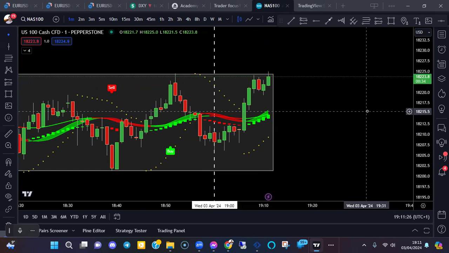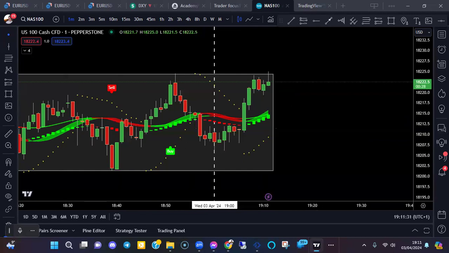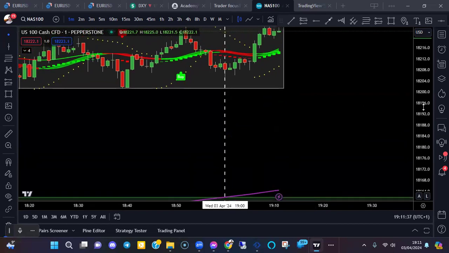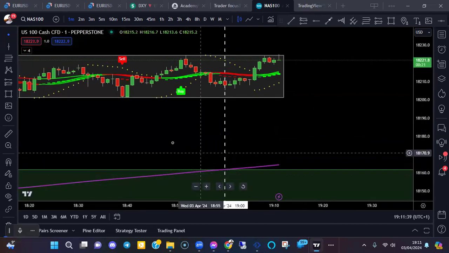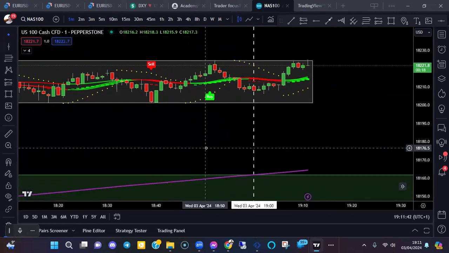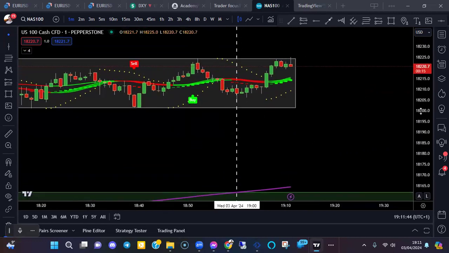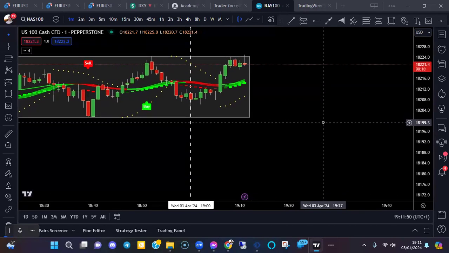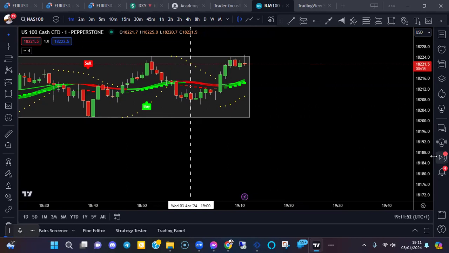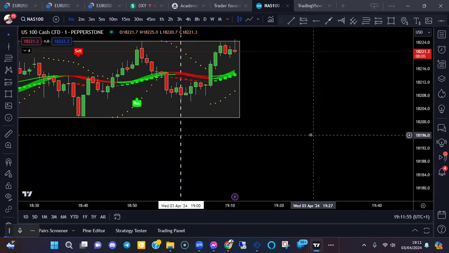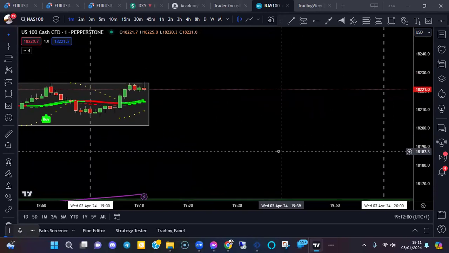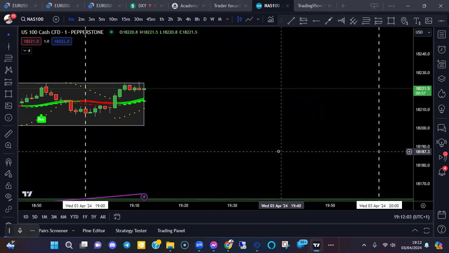I would not be taking a buy now because of what I'm seeing here, all this consolidation area. And we are far away from the EMA where we know price likes to congregate. So I'd be much happier taking a sell anyway, which is what we're waiting for. So we wait.